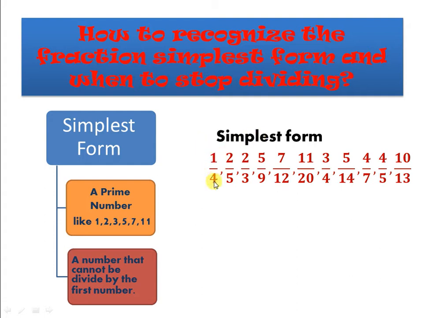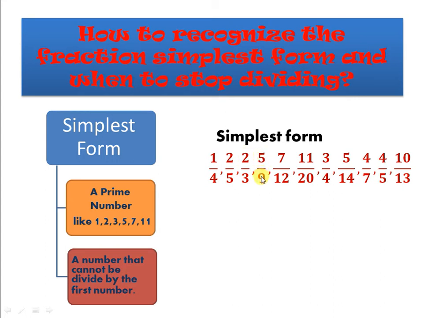First, 1 over 4. The number here is 1. It's a prime number, and a number that you can't simplify anymore. Except itself, 1. 2 over 5, or 2/5. 2 is the simplest form, because it's a prime number, and 5 also is a prime number, and both 2 and 5 cannot be divided by each other, so you can't make it smaller. 2/3. 2 is a prime number, 3 also is a prime number. 2 cannot be divided by 3, and also 3 cannot be divided by 2.